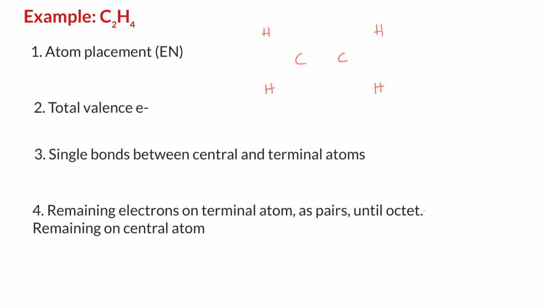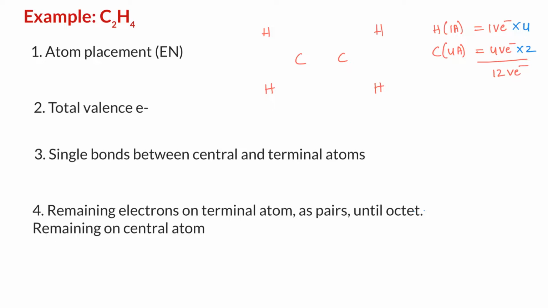Next, we count the total number of valence electrons. Hydrogen belongs to group 1A, therefore it has 1 valence electron. There are 4 hydrogens, so I am going to multiply that 1 electron by 4. Carbon belongs to group 4A, so it has 4 valence electrons. And there are 2 carbons, so I am going to multiply that by 2. Overall, I have 8 plus 4, that is 12 valence electrons.